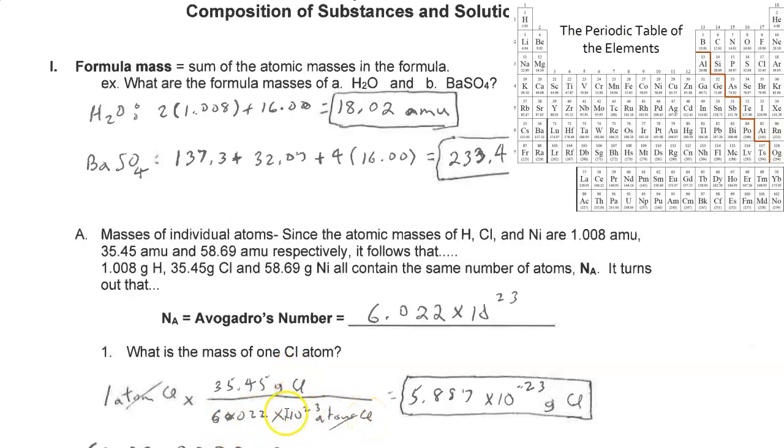What do I put on top? What do I put on bottom? Well, I put the atoms on bottom. Why do I put the atoms on bottom? I want my atoms to cancel out. What am I left with? Grams of chlorine. So look what you've done. You've just figured out how many grams one atom of chlorine weighs. You don't have to use AMU anymore. You don't have to use these relative mass units. You can actually figure out how much it weighs in grams.